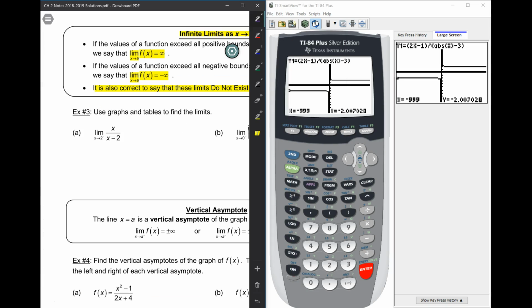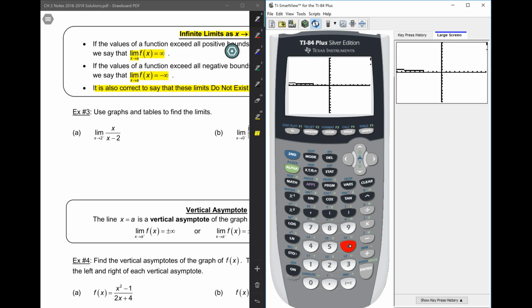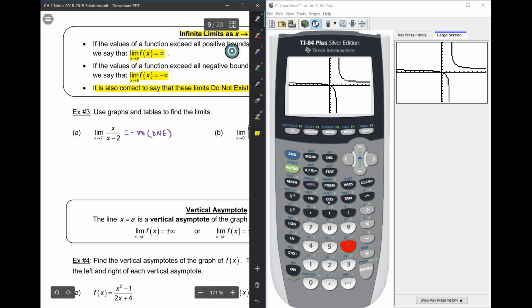let's graph this. So we have x over x minus 2. Zoom 6. Remember, we were in this crazy window before. And we're talking about as x approaches 2 from the negative side. And you can see as x approaches 2 from the negative side, this is going to negative infinity. So here we say this is negative infinity or DNE. You could also write DNE negative infinity.